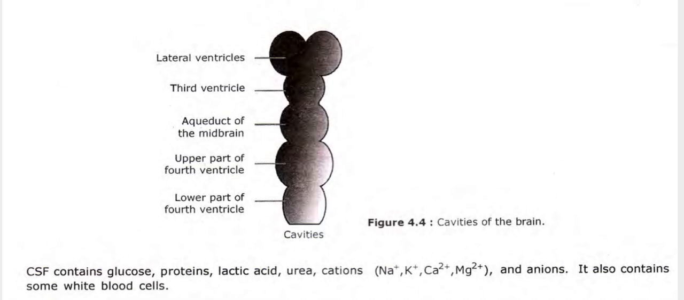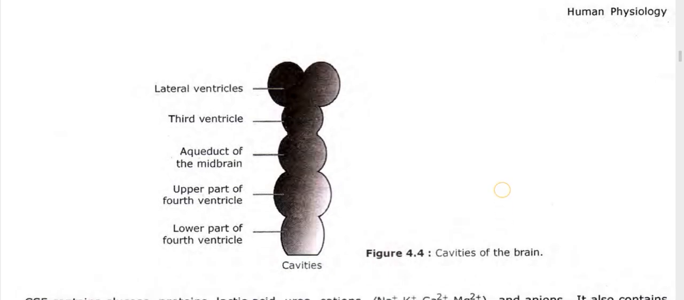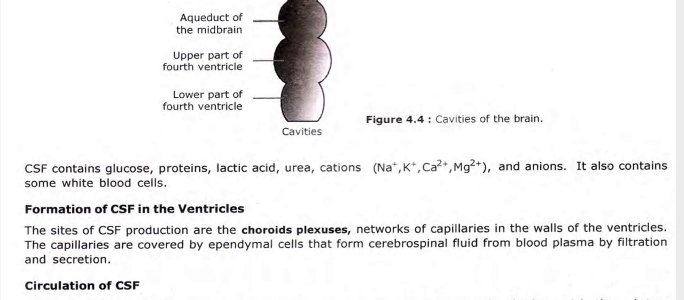So here we could see a picture of the cavities of the brain. Lateral ventricles are there. Third ventricle is there. Aqueduct of the midbrain. Upper part of the fourth ventricle. Lower part of the fourth ventricle. These are the major cavities. CSF contains glucose, proteins, lactic acid, urea, cations like Na+, K+, Ca2+, Mg2+, and anions. It also contains some white blood cells.